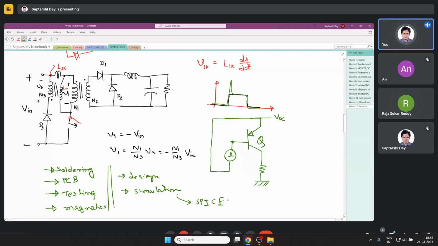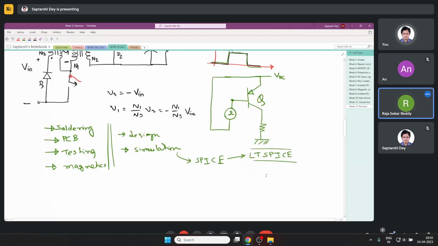Now there are several softwares. I will name one free software. This is LT Spice. You can download and use this for simulation. You will get to see very practical issues if you start simulating in Spice, because the device models, Spice models and all are used here, and all kinds of non-linearities, non-idealities are considered.